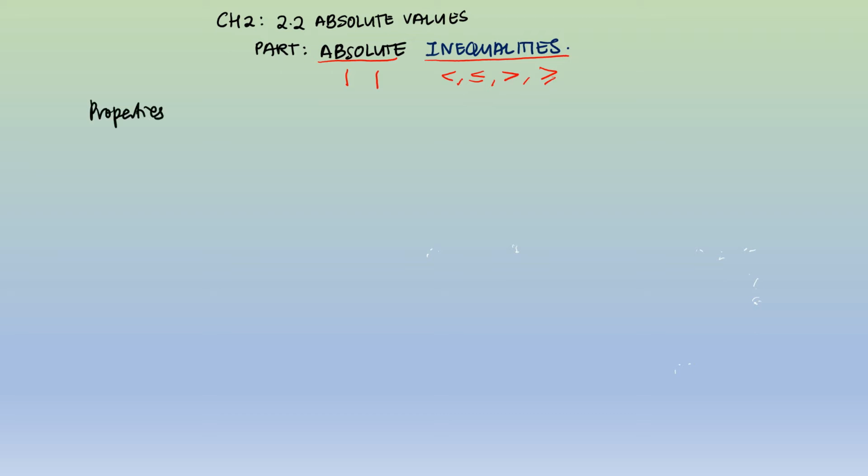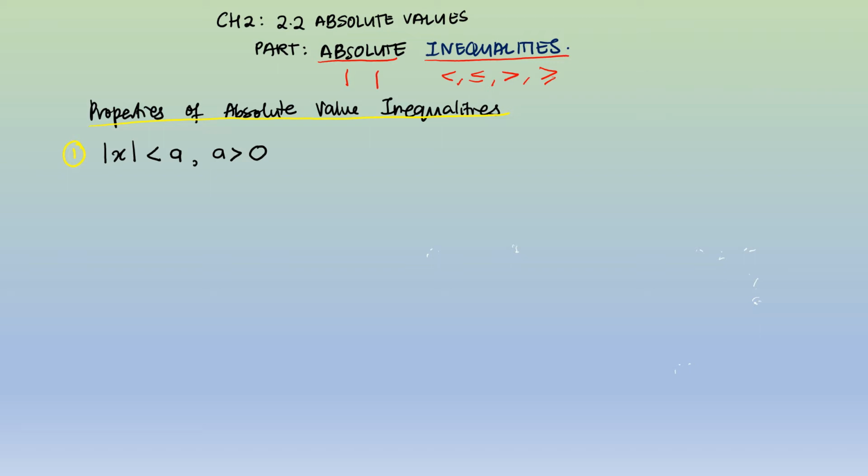Properties of absolute value inequalities. Let's go for number 1. What do we have? We have modulus x less than a for a greater than 0.